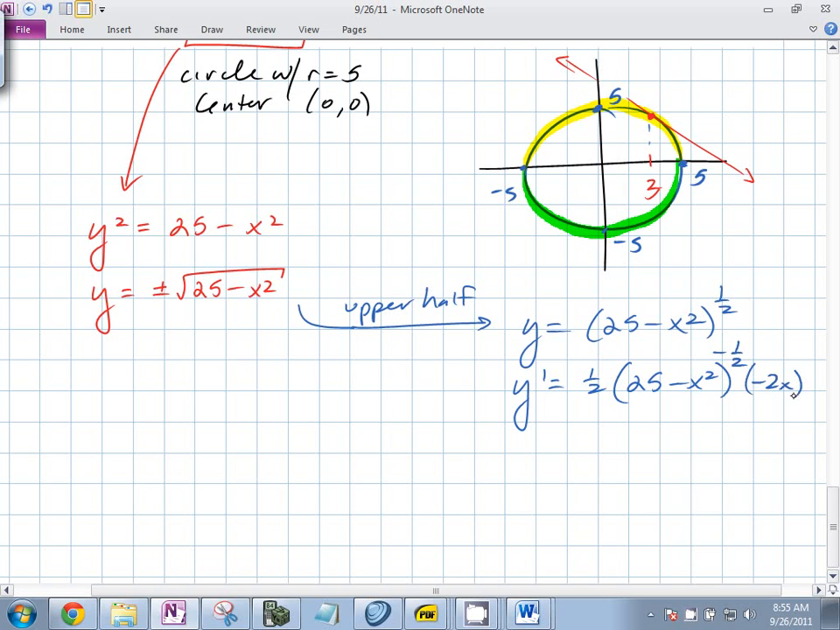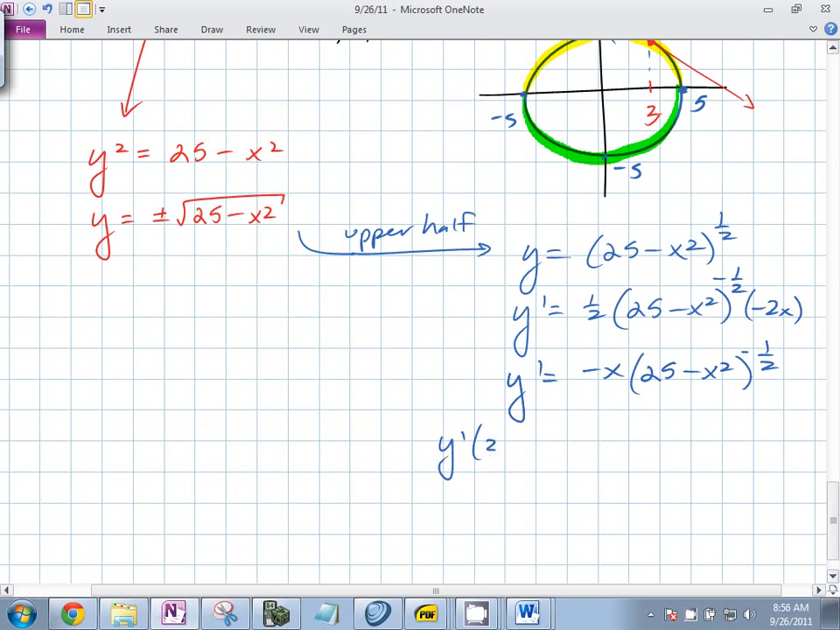We can clean this up a little bit. We end up with negative x times 25 minus x squared to the negative 1/2. Now can we do y prime of 3? What's y prime of 3 going to be? Negative 3 times 25 minus 9 to the negative 1/2. What's 16 to the negative 1/2? 1 over 4. So this is going to be negative 3/4. Does that match our graph up there?